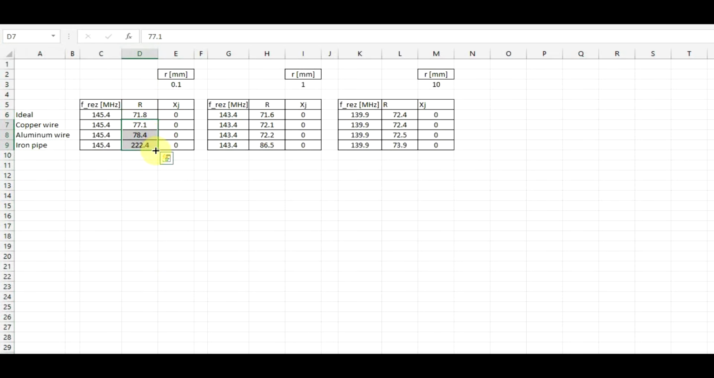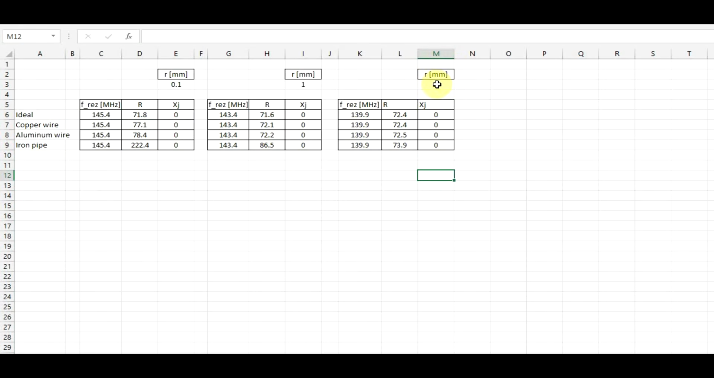So the difference between these will be our loss resistance. Or in other words, the larger this resistance becomes, the more lossy the antenna is. So if we look through the values, well, the resonance frequency didn't really move based on the material, but what did change was this resistance.